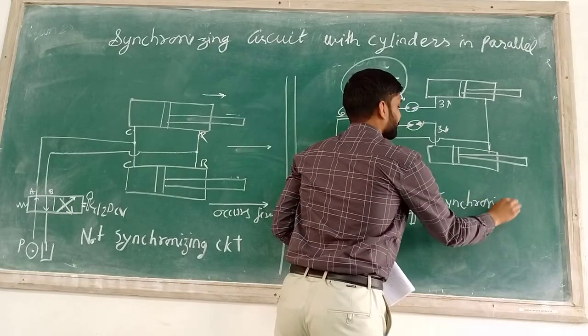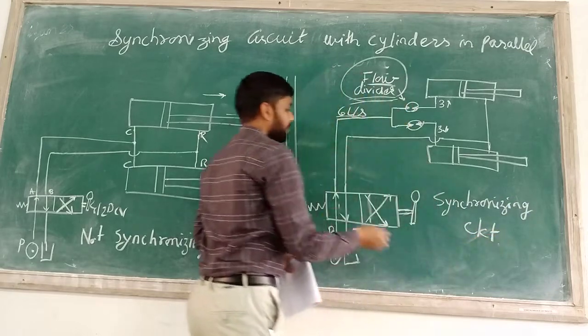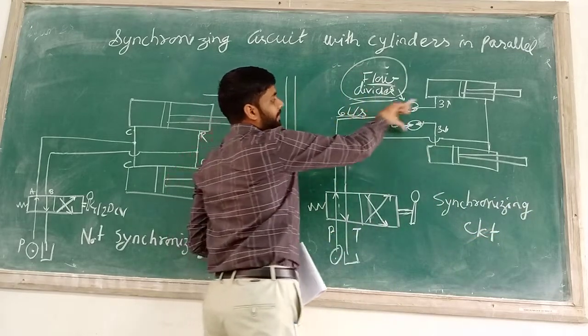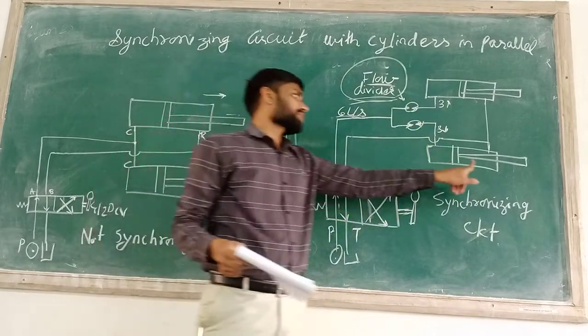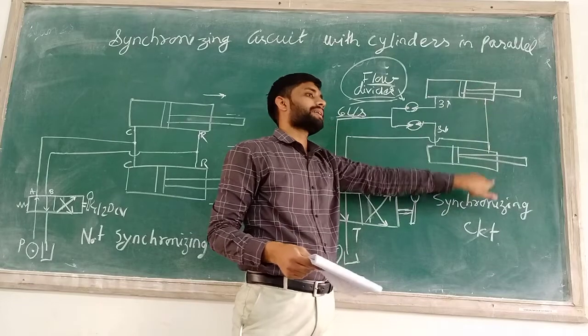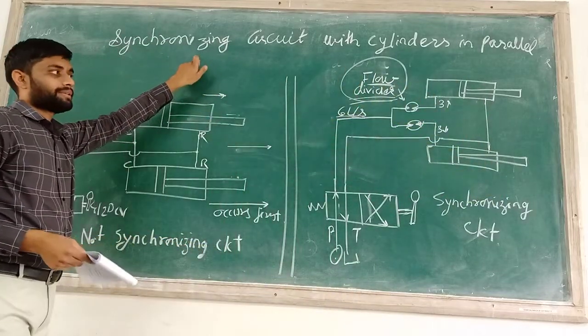So in the synchronizing circuit, because of the application of this flow divider, the flow coming from the pump gets divided equally and is sent to the two cylinders. That's why the extension occurs in both cylinders at the same time. That's why we named it a synchronizing circuit.